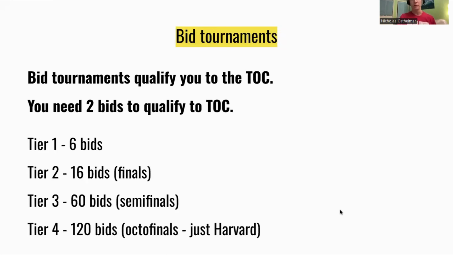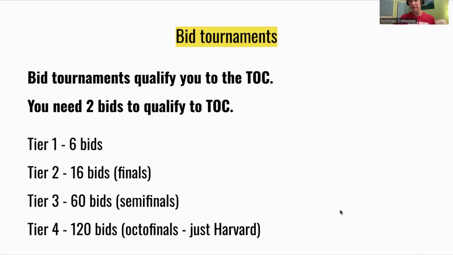So let's talk about bid tournaments. You need to go to bid tournaments to qualify to the Tournament of Champions, and to qualify, you got to get 2 bids. So there is a tier list that the University of Kentucky has published for different competitions that give out bids. There are a lot of tournaments that give out just 6 bids to the top placing competitors.